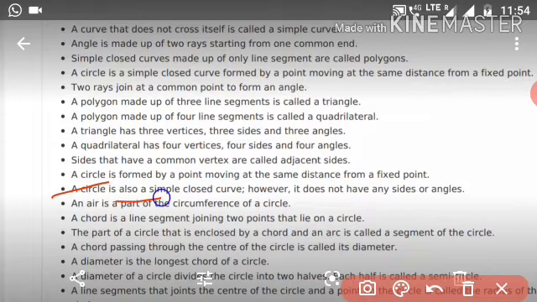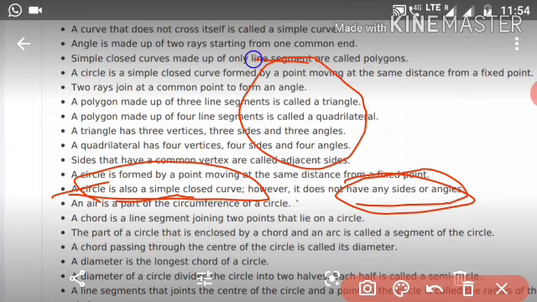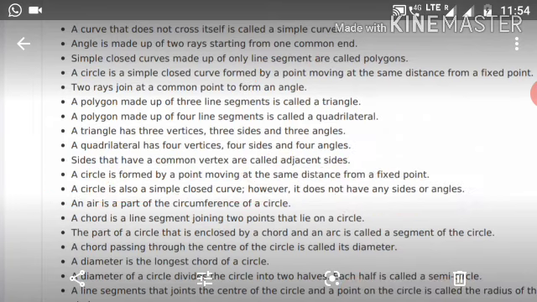Circle is also a simple closed curve, however it does not have any sides or angle. Now circle is also called simple closed curve, but for circle there is no angles and no sides. Even though circle is also called what? Simple curve, because what? It does not intersect the curve itself. It will go like this, it will not intersect the side like this, isn't it? So that will be also a closed curve.